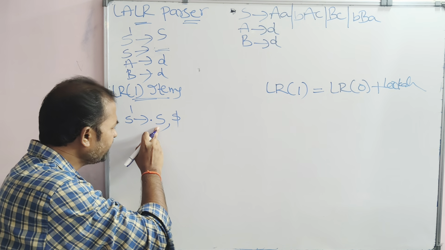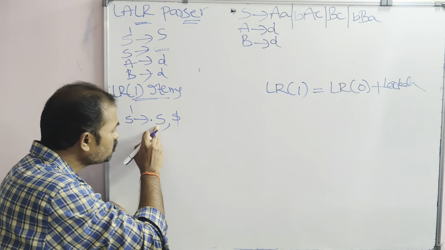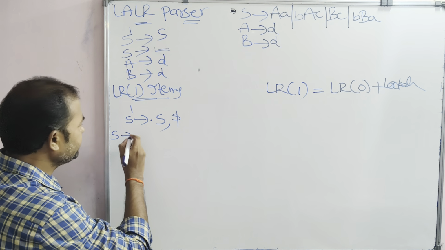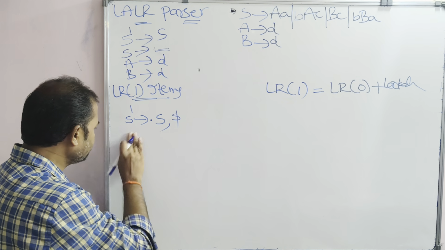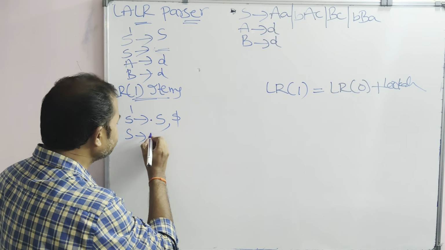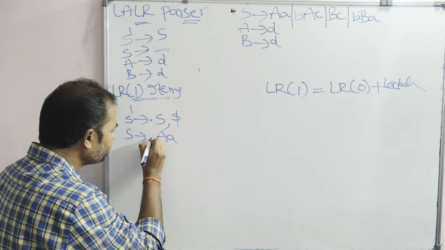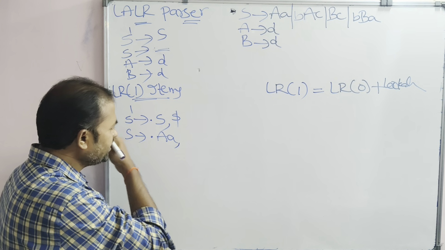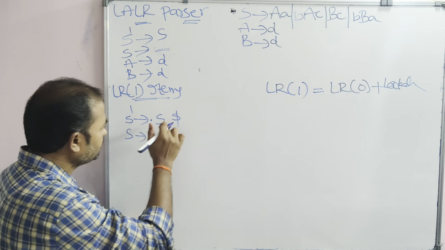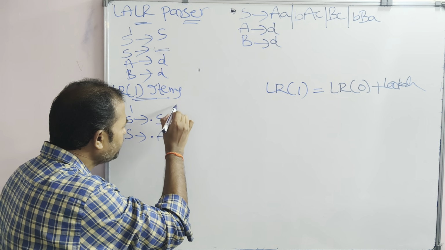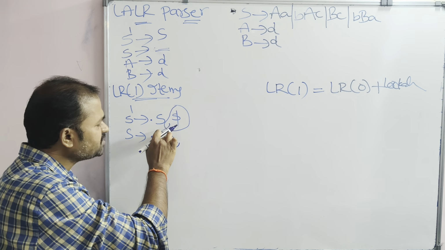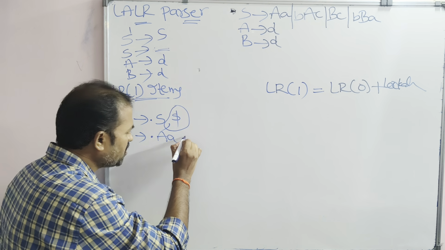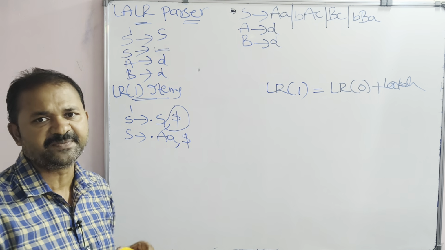Next, after the dot, we have a non-terminal, so we need to find the closure of S. That means write the productions of S. The first production is AA. This is an item, so we have to use a dot here, and then we need to find the look ahead symbol. Based on this production, we got this production, so for the look ahead symbol we have to calculate first of this part. There is no need to consider this comma; it is a separator. First of $ means $. So the look ahead symbol is $.